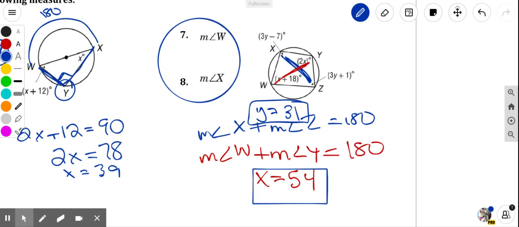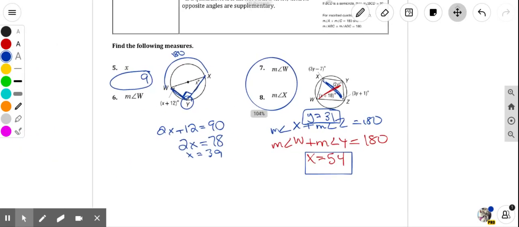Okay, so opposite angles in an inscribed quadrilateral add to 180. So those are all the properties and theorems that we are going to do for today.